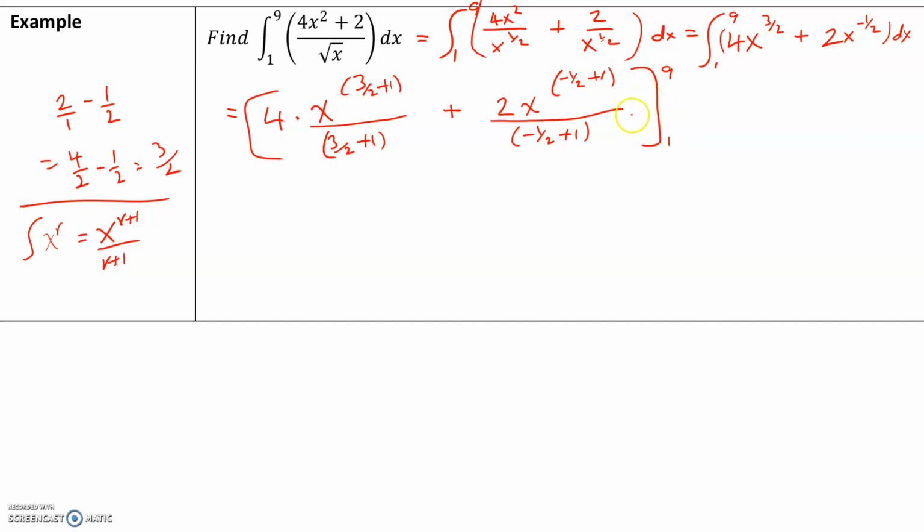Notice I did not write the c. The plus c, I didn't write because I know that in a definite integral, it's going to cancel out at the end anyway. So for definite integrals, we don't have to write the c because we want a numerical answer.